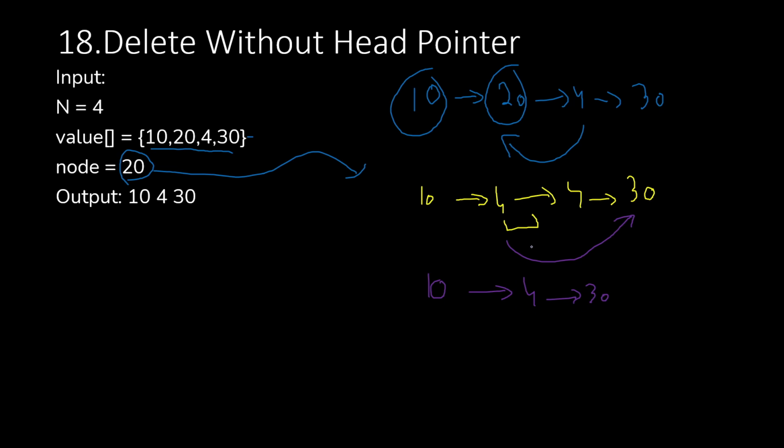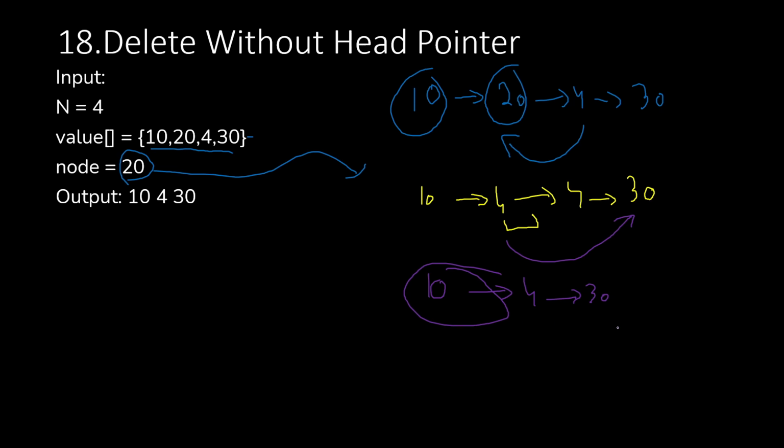After skipping the next element, whose data we have already copied, there is no difference. That's why this method works. So after copying the data, we just link to the second next element of the current value. We are linking it directly. In this way, we don't need the head address. We haven't used the head address anywhere here. We have done the work without using the head pointer. This is the meaning of the question, delete without head pointer. We got the output 10, 4 and 30. So this is the final answer.